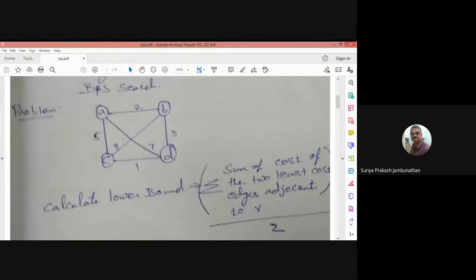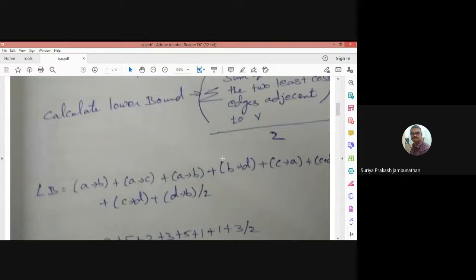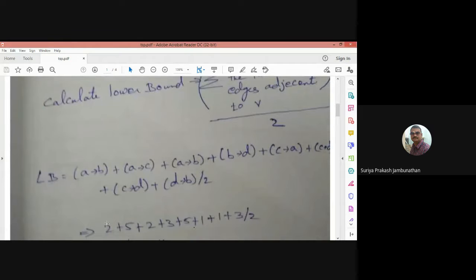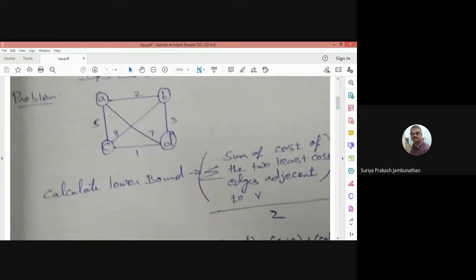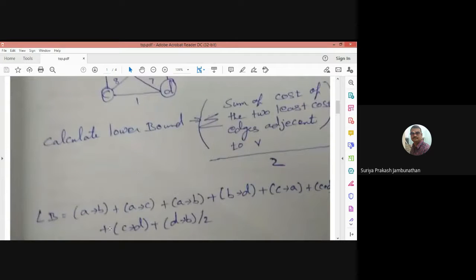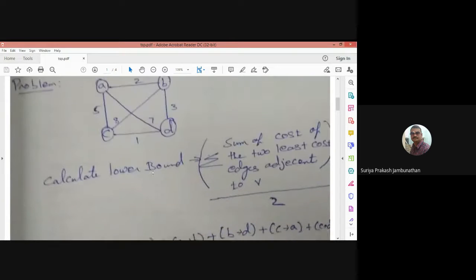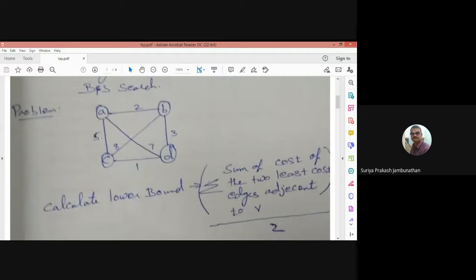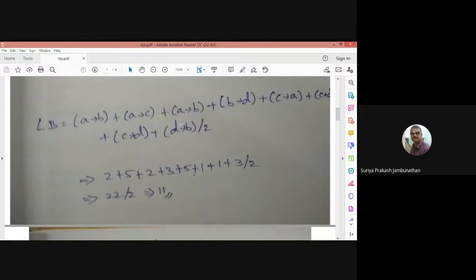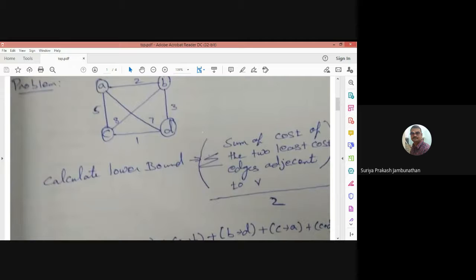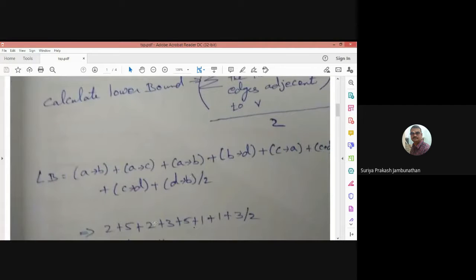For every node we are calculating the least edges so that we get the summation of all the values, and we are substituting the value for every node. So A to B, what is the value? The value is 2, that we are substituting here. And A to C, what is the value? The value is 5. Then A to B value is 2.